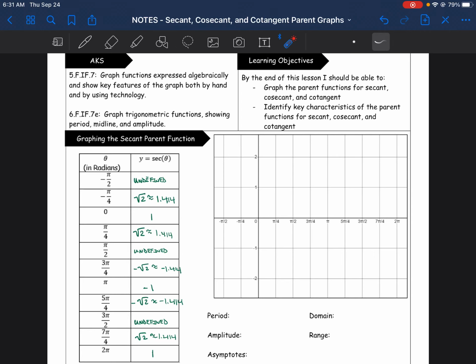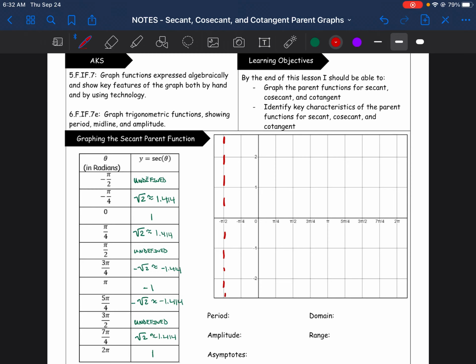Okay, so let's go ahead and start graphing these values and seeing what happens when we graph the parent function for y equals secant of x, or y equals secant of theta. First thing that I want to point out here is that we have certain undefined values. And we saw with the parent function of tangent, we saw that at these undefined values, we had vertical asymptotes. And that's going to be the case here with y equals secant of theta. So let's go ahead and plot our vertical asymptotes. So we have a vertical asymptote at negative pi over 2. I'm going to represent my vertical asymptotes in red.